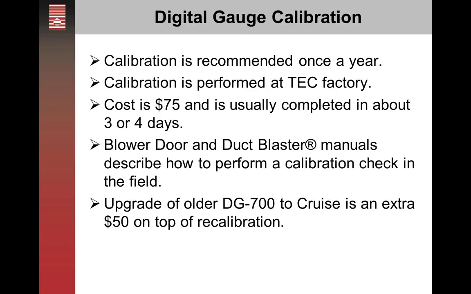The cost of upgrading an older DG700 to Cruise is $50 in addition to the $75. Now, some people may want to have the USB port. Unfortunately, we're not able to provide an upgrade on the USB port because we're changing too much of the internal configuration of the gauge, and so we can't upgrade from non-USB to USB.